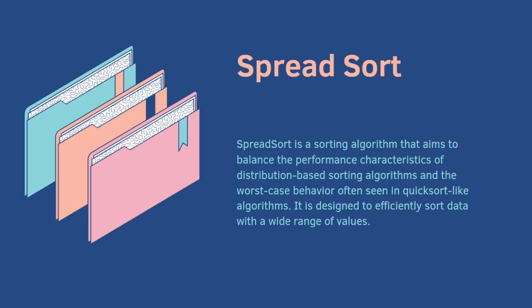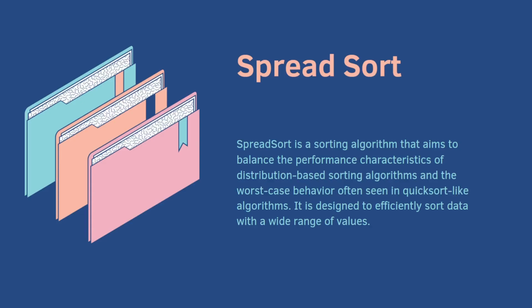SpreadSort is a sorting algorithm that aims to balance the performance characteristics of distribution-based sorting algorithms and the worst-case behaviors often seen in quicksort-like algorithms. It is designed to efficiently sort data with a wide range of values.